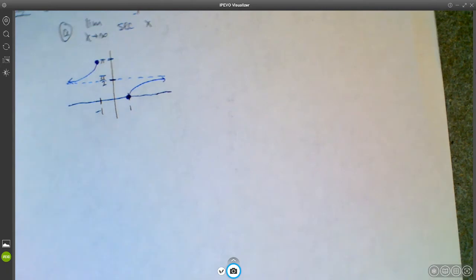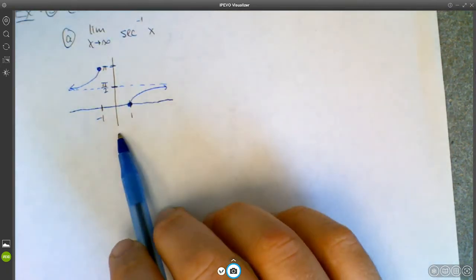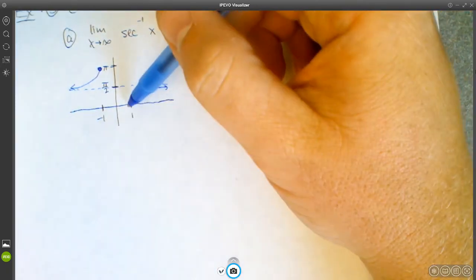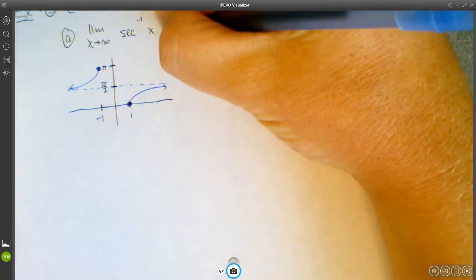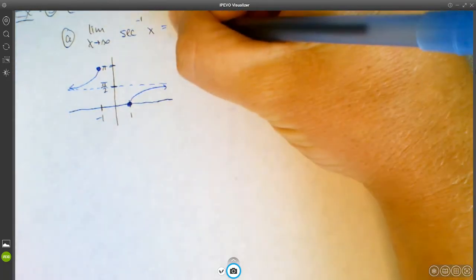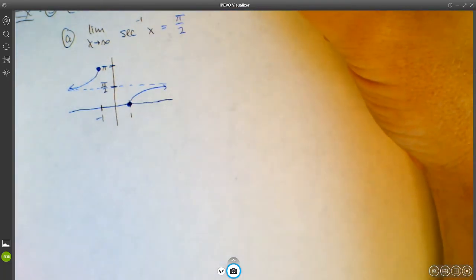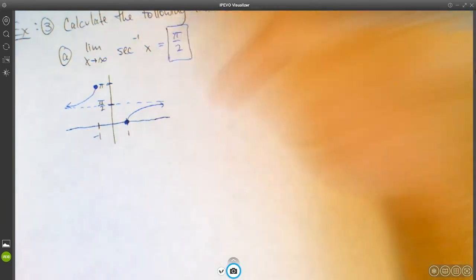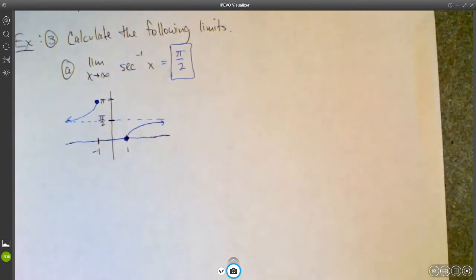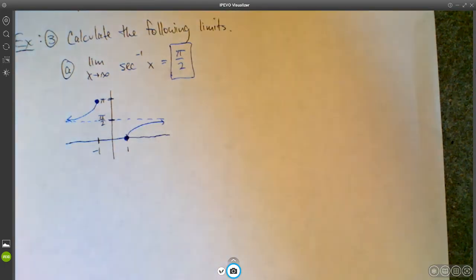Now we can answer the question pretty easily because we've got a graph right in front of us. What's happening as x goes to infinity? F of x is approaching pi over 2. So the limit as x approaches infinity of secant inverse of x should be equal to pi over 2. Pretty obviously. Again, you can make a table of values to verify that that's the case. Let me give you another example.